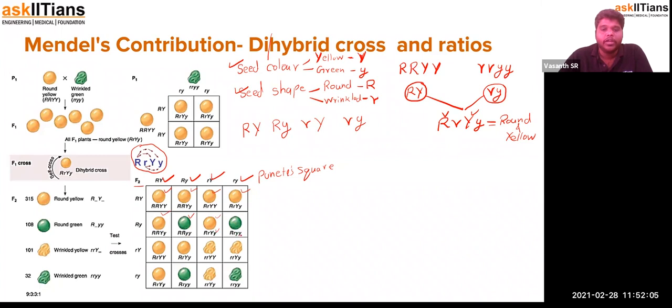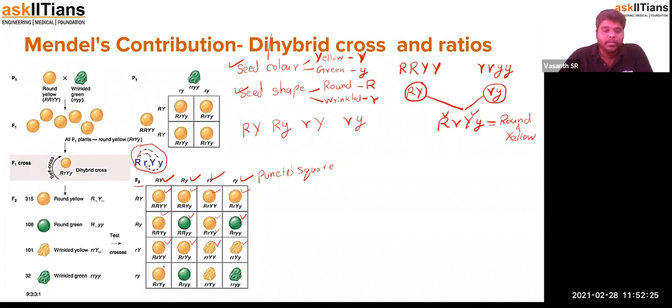This will be capital R, capital Y, round yellow. Capital R with no capital Y, which is round green. Capital R, capital Y, round yellow. And small r, capital Y will be wrinkled instead of round, so it will be wrinkled yellow. Here it will be small r, capital Y, so it will be yellowish in color, but wrinkled in shape.